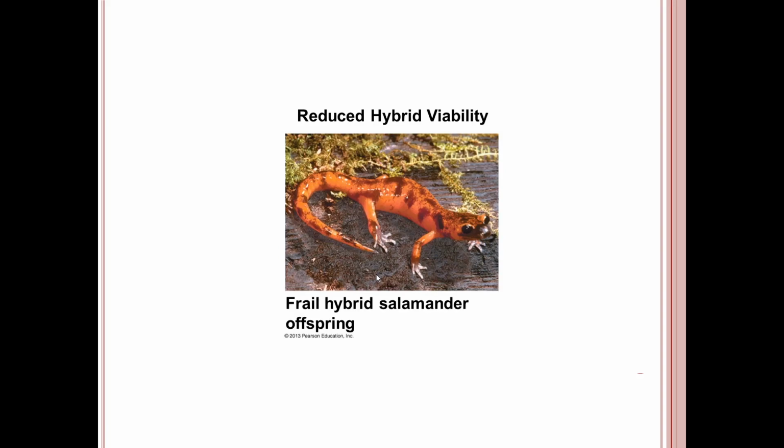In addition to that, what can also happen under reduced hybrid viability is that the animal, because it's so frail, never reaches sexual maturity. So yes, the zygote's formed. Yes, you have a hybrid salamander that is born, but because it's so frail, it does not ever reach the age of sexual maturity. And so it would die before it even has the chance of reproducing. And so again, that would be a preventative measure from allowing this hybrid salamander to pass on its genetics to future generations or to future offspring.